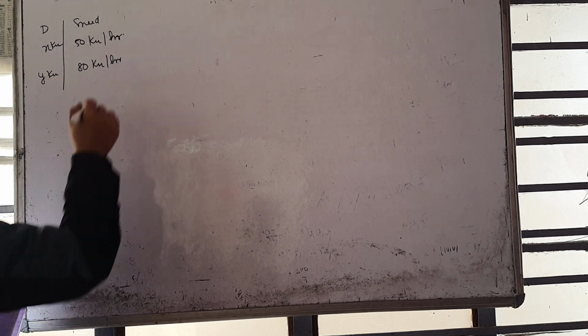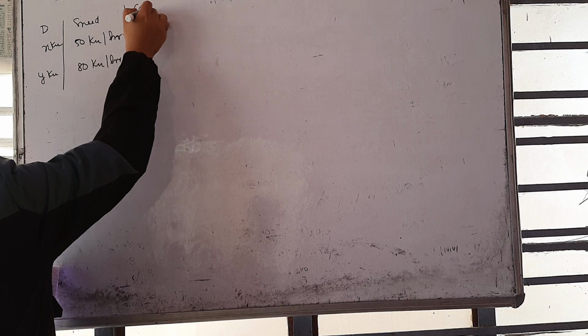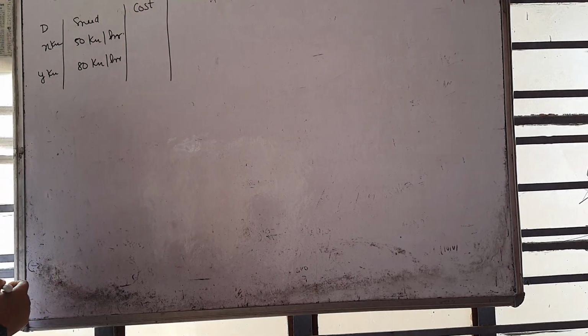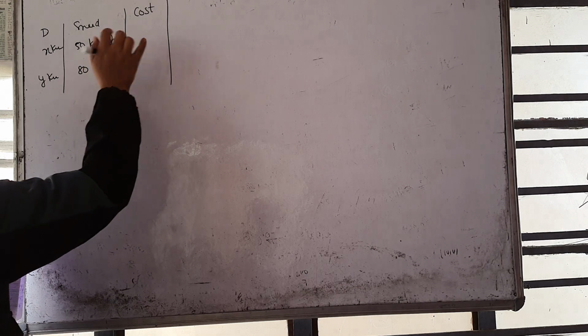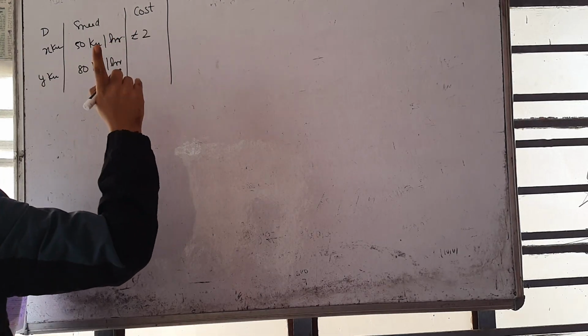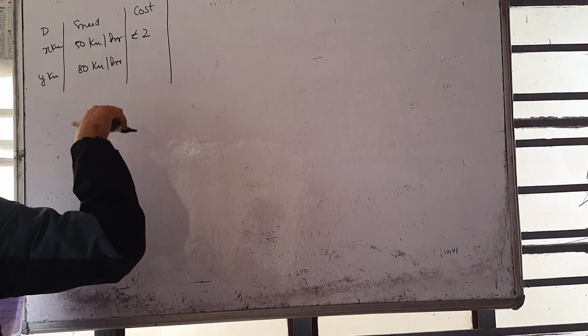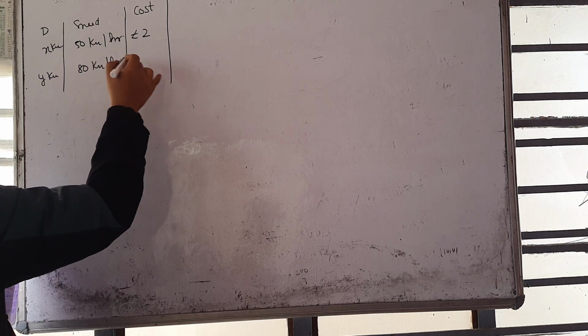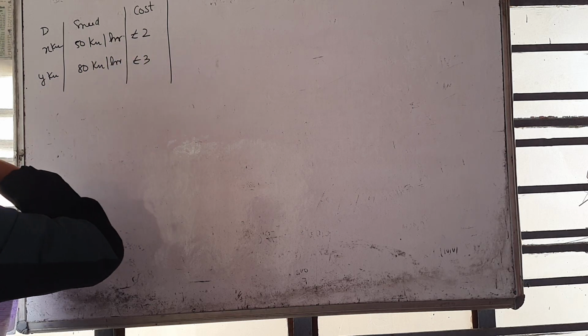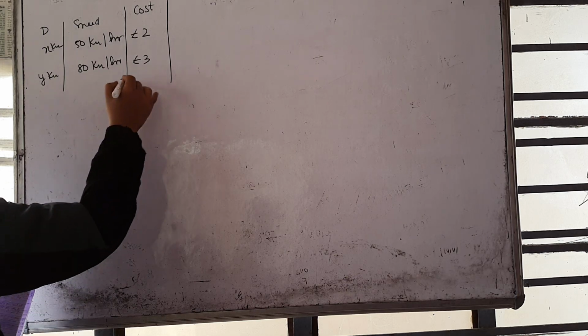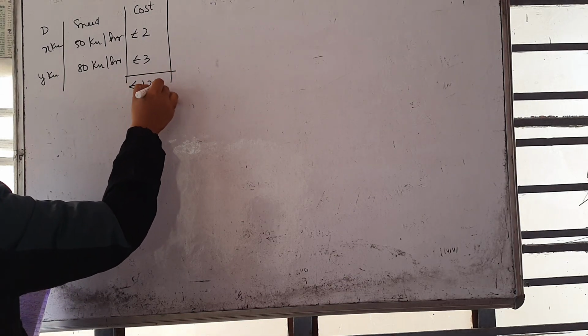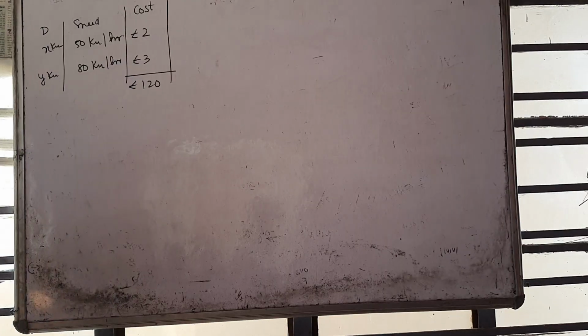Is it clear, everyone? Next column, what is given to us? Cost is given. If you travel at a speed of 50 kilometers, you have to pay rupees 2 per kilometer. And at 80, you have to pay rupees 3 per kilometer. Is it clear? So how much money does he have in total? 120.